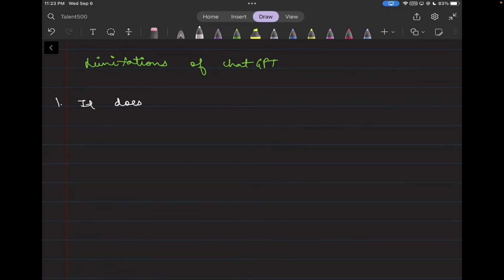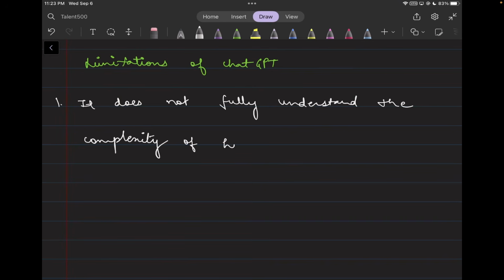It does not fully understand the complexity of human language. Like of course it is not at all a human, so you cannot expect that it will understand each and everything of the human language. If you talk about humans, sometimes we can also understand things even when it is said in a code language manner, right? And that one adds complexity.